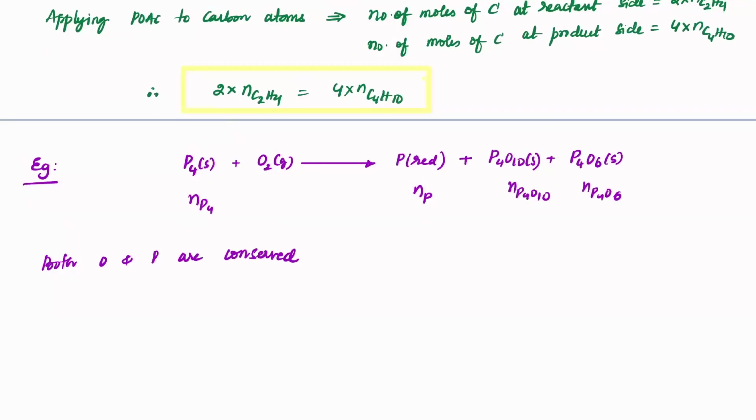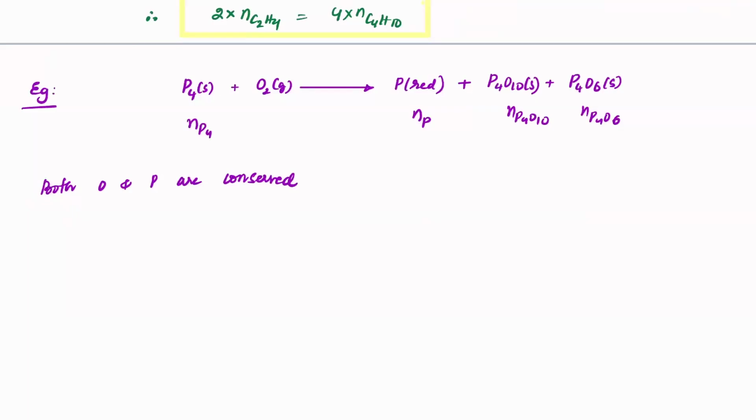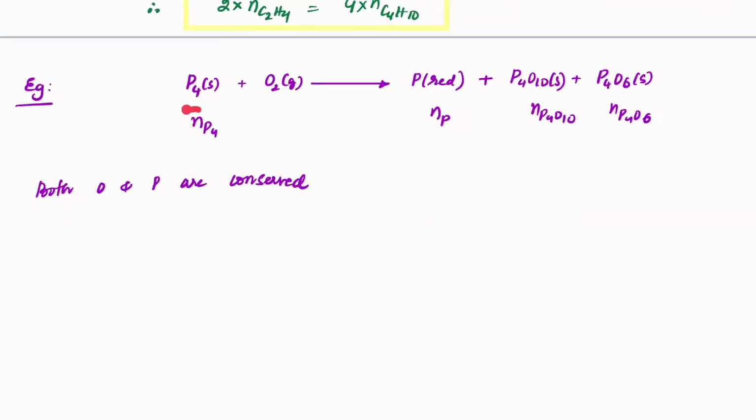So in that case, let me first show how the phosphorus is consumed. On the phosphorus side, on the left hand side we have 4, so I can say 4 times the number of moles of P4. This is the total number of phosphorus on the left hand side. How is it conserved? 1 times the number of moles of P plus 4 times the number of moles of P4O10 plus 4 times the number of moles of P4O6. This is conservation of phosphorus.